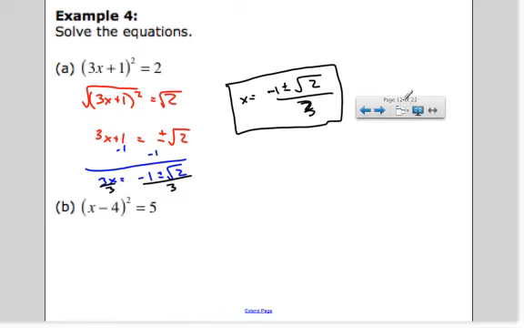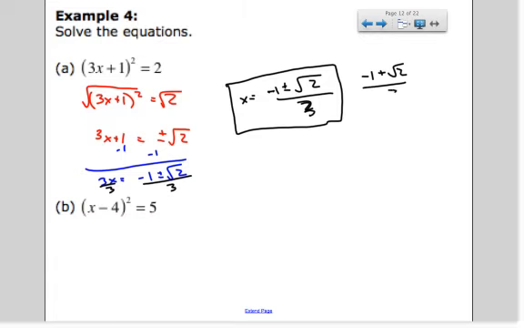Now there are two answers here. There's the positive one, which is negative 1 plus the square root of 2 over 3, and the negative one, negative 1 minus the square root of 2 over 3. Okay, so there's two solutions, and I wanted to show you that from this little symbol here that there are two solutions.